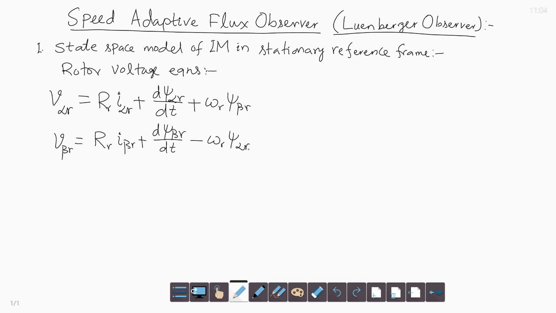Because for motor operation the rotor circuit is closed, the rotor voltages are 0. So V alpha R is 0, V beta R is 0. Let us number, this is equation 1, this is equation 2.